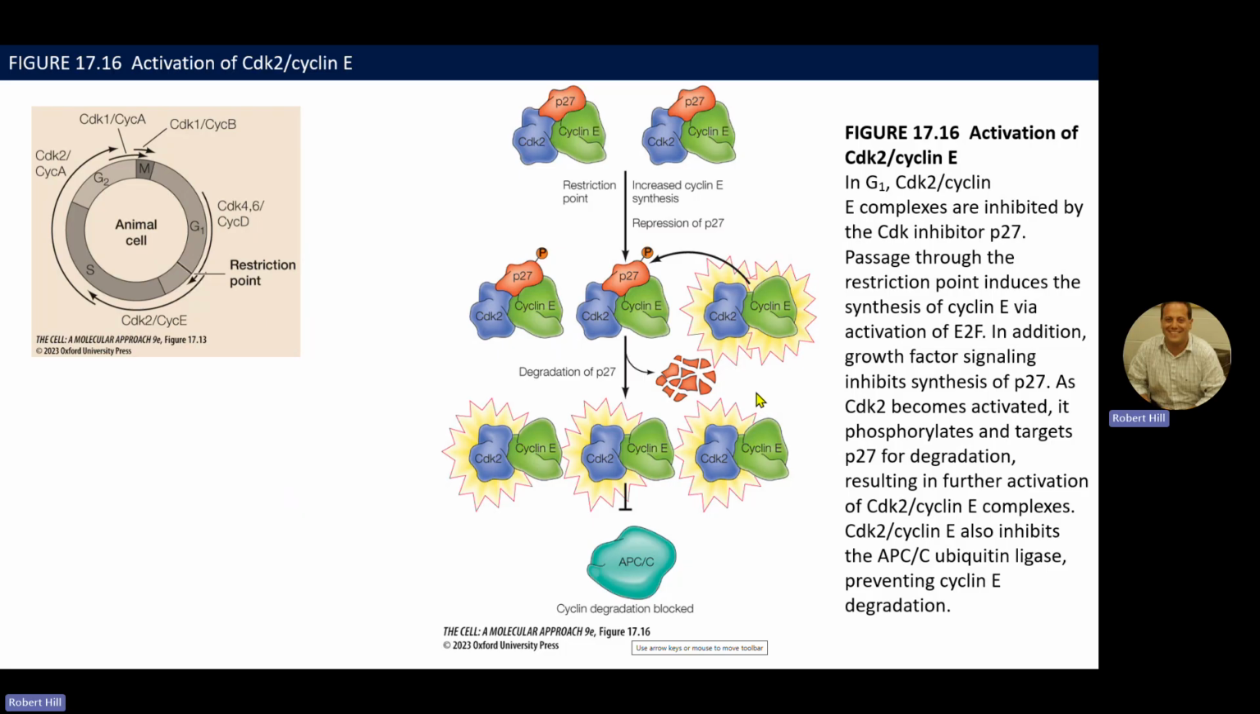So now you have a whole bunch of active CDK2 and cyclin E, and you can progress from G1 to S. All right, so this is a feedback loop that amplifies, very rapidly, CDK2 activity and also greatly inhibits APC/C. Inhibition of APC/C prevents premature cyclin degradation, and it locks the cell into S phase commitment.